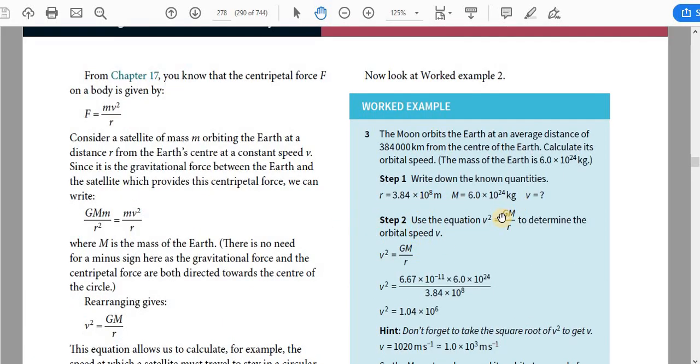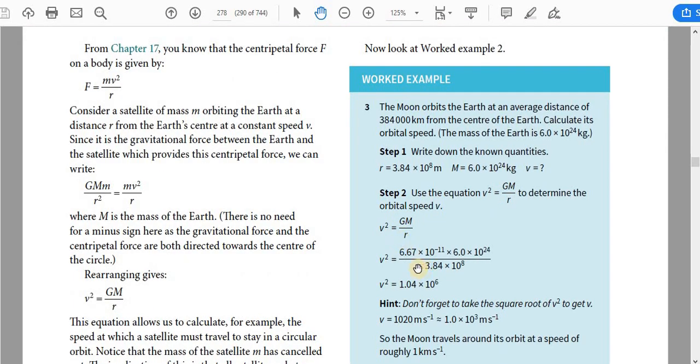Write down the quantities that are given. G is given to you. It is a constant, no need to memorize it. And the mass of the earth, because this is orbiting the earth, so we need the mass of the planet that the satellite is orbiting. So this is the mass of the planet we are using over here, the mass of the earth. The moon is orbiting the earth.